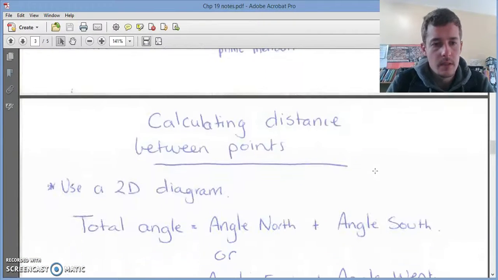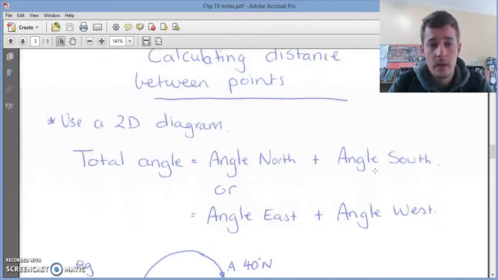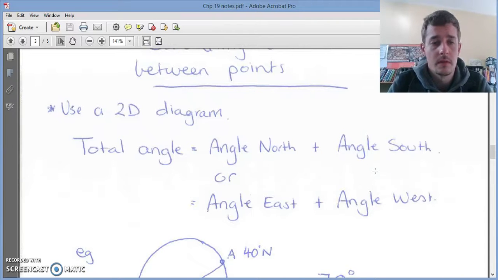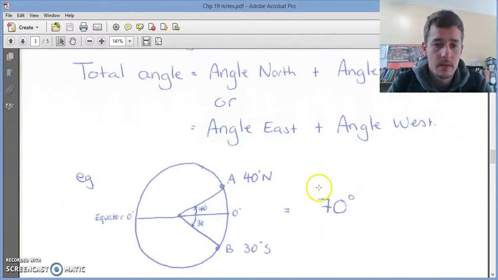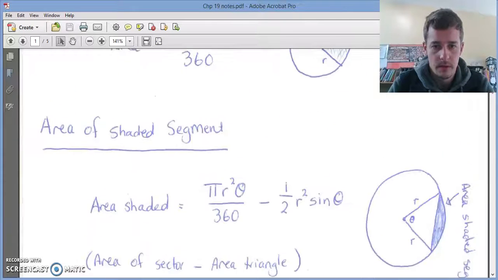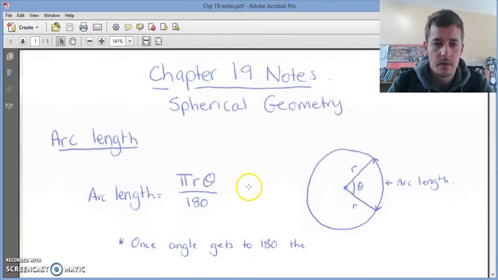If we're calculating distances between the 2 points, we first need to find the angle. So we need to use the latitude and longitude information given. For example, in this, our total angle for this segment is 40 degrees north of the equator and 30 degrees south of the equator. What we would use in our calculations would be 70 degrees because we've got the 40 plus the 30. And we'll use the formula that we learned all the way back at the start for arc length. So you'd put that angle in here.